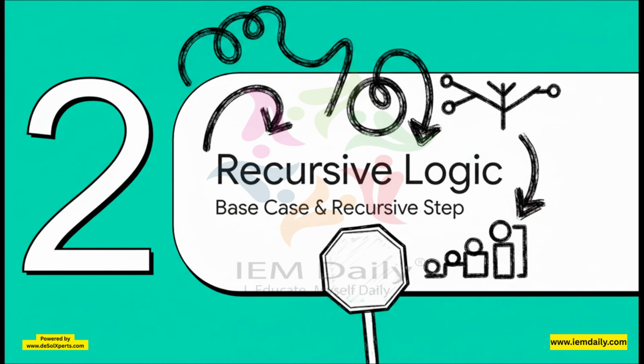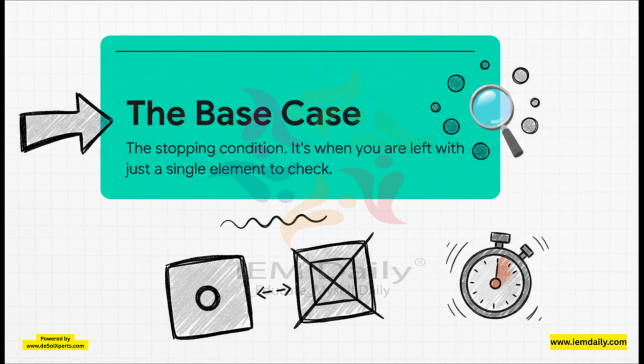All right, let's take that simple dictionary idea and formalize it into the way an algorithm thinks. Now, any recursive solution, and I mean any of them, needs 2 critical parts. A base case, which is its signal to stop, and a recursive step, which is how it keeps making the problem smaller. First up, the base case.